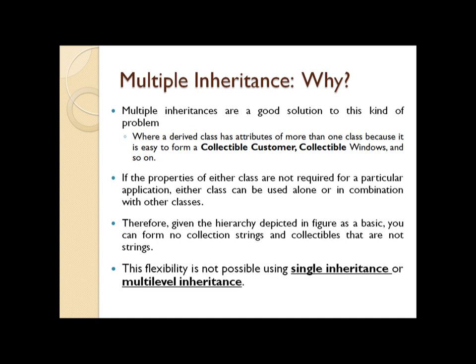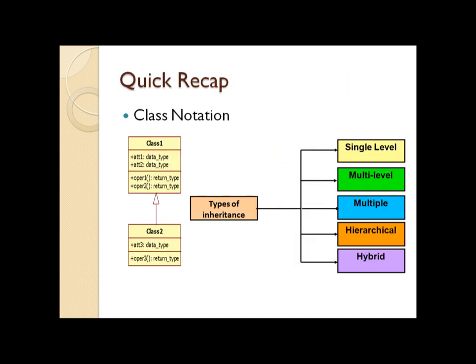The important thing is this type of feature is not given with single inheritance and multi-level inheritance, because in case of single level inheritance, this diagram depicts the example of single level inheritance. So here in case of single level inheritance, as we discussed in earlier classes also, there will be only one parent class and one child class.